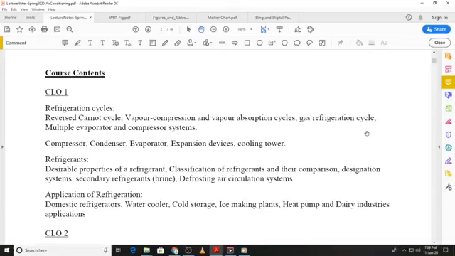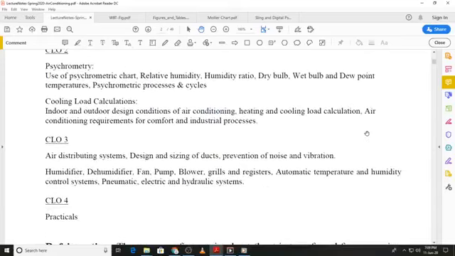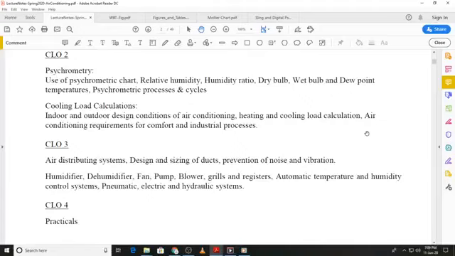And if we look at the first topic in CLO 2, that is psychrometry, and that is what we are going to start with. Before we move on to that, when we study air conditioning, basic thermodynamics concepts will be required. In addition, at some point we will also make use of your knowledge of heat transfer and fluid mechanics.